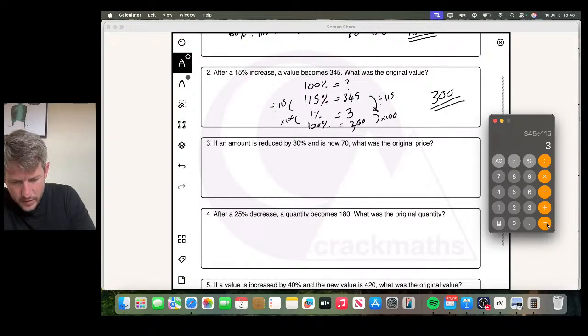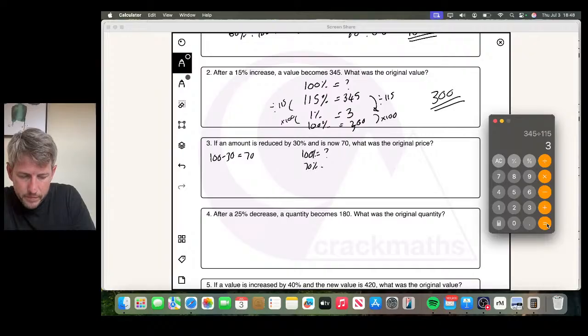So 100% equals mystery. It was reduced by 30%. So 100 take 30 equals 70. So we know that 70% equals 70. Okay, well this is obvious. So 1% will equal 1. 100% will equal 100.